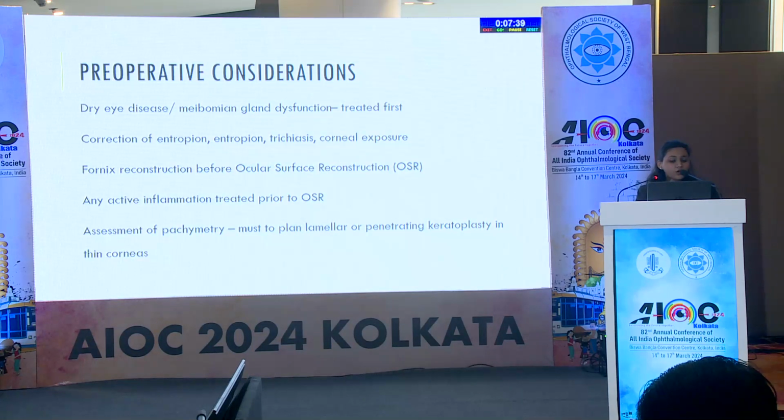So preoperative considerations are: any dry eye disease or meibomian gland dysfunction should be treated before surgery. Correction of entropion, ectropion or trichiasis and any corneal exposure should be dealt with before going for surgery. Fornix reconstruction procedures are also advised before any ocular surface reconstruction. You should also treat any active inflammation prior to surgery. It's also a good idea to assess the corneal thickness pre-op so that if a concurrent lamellar or penetrating keratoplasty is required in thin corneas, that can be performed.